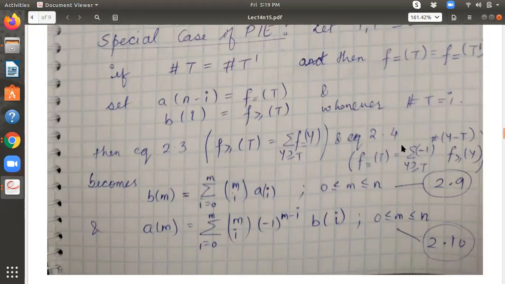And similarly, when you look at this particular equation, the AM is now written as, now again you choose M choose I, and minus 1 raised to M is the cardinality you are fixing for Y in your head. I is the cardinality you are fixing for T. So you have minus 1 raised to M minus I, B of I, because B of I is the number of this. And then again, there are M choose I many ways you can choose the I from M and you again sum over it.